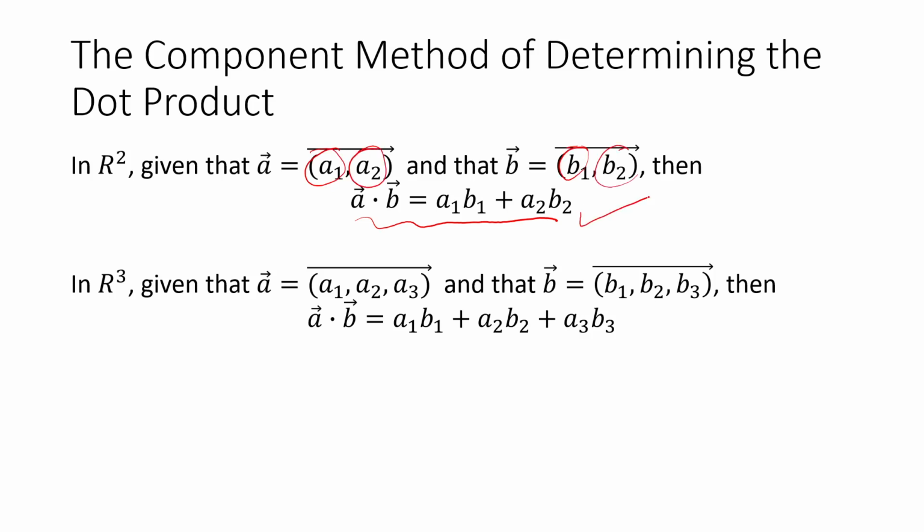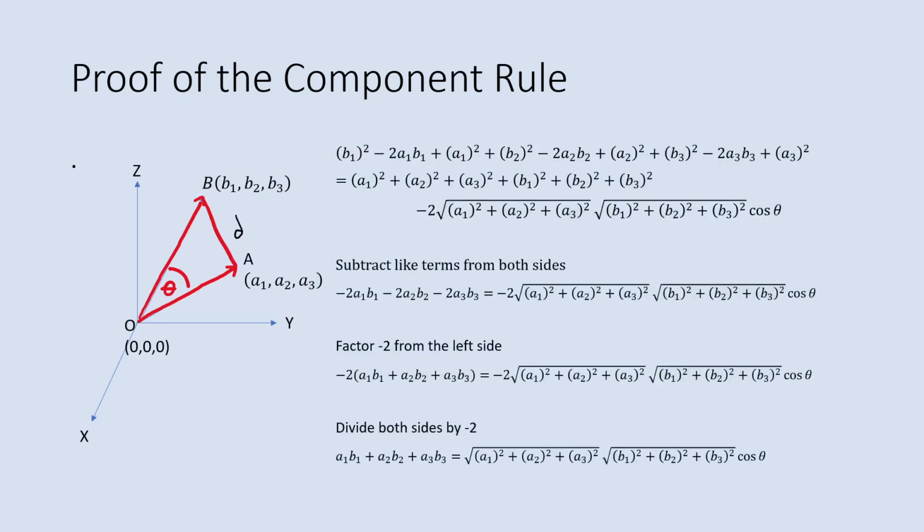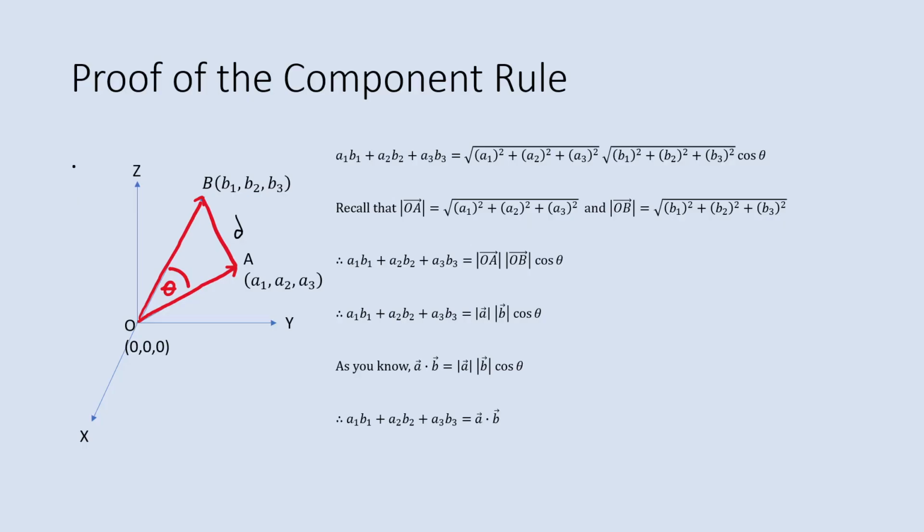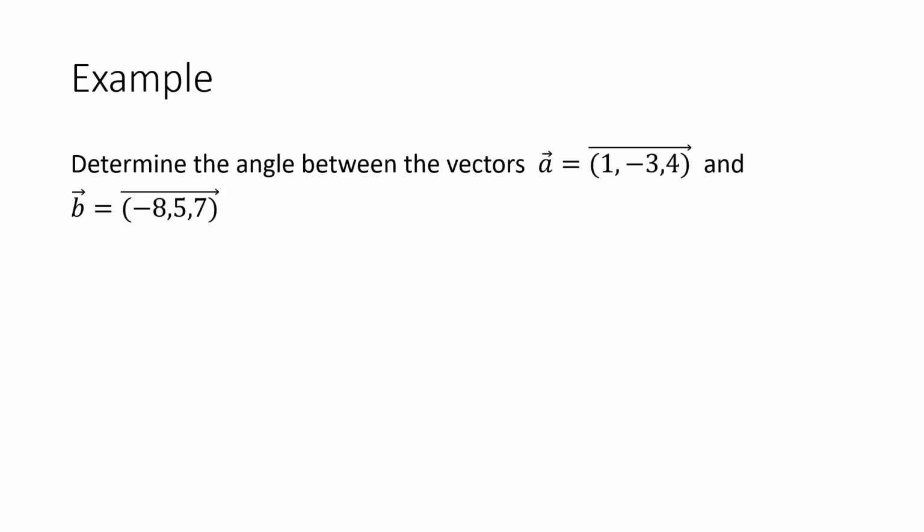Very simple. And in R3, if A is A1, A2, A3, and B is B1, B2, B3, then A dot B will simply be A1 B1 plus A2 B2 plus A3 B3. Okay? So we're going to prove that in a different video, but let's get on right now to putting that really cool property to good use. Suppose we want to determine the angle between the vectors A equals 1, -3, 4, and B equals -8, 5, 7.